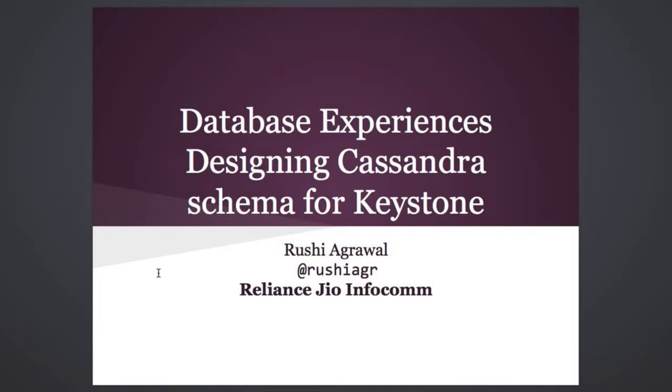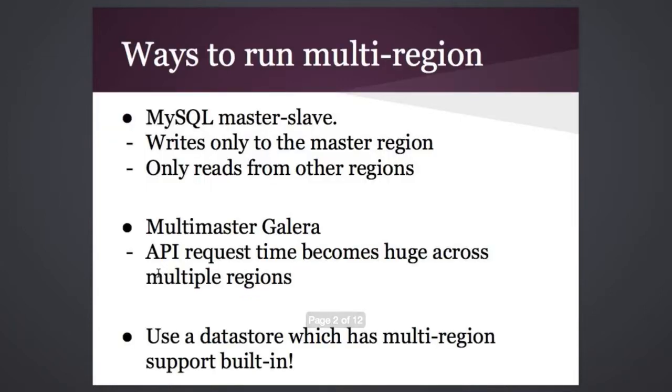We selected Cassandra for that. One way to achieve multi-region deployment of Keystone is having federation, but we wanted to have something more generic. That's why we went with a distributed database. There are different ways to run a multi-region deployment of Keystone. I've written down a few which we can do right now.